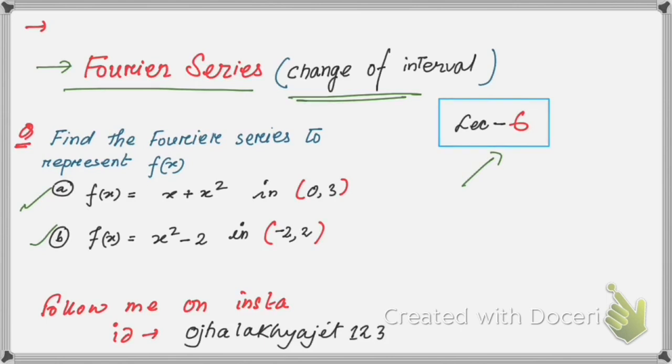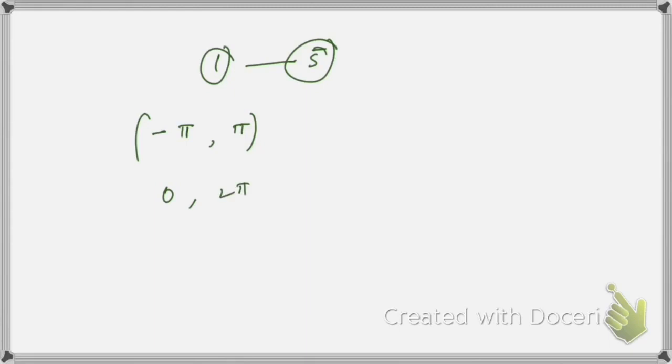And now let's start. From lecture 1 to lecture 5, so far we have discussed the expansion of functions as a Fourier series in intervals like minus pi to plus pi or 0 to twice pi. These are intervals of length twice pi.